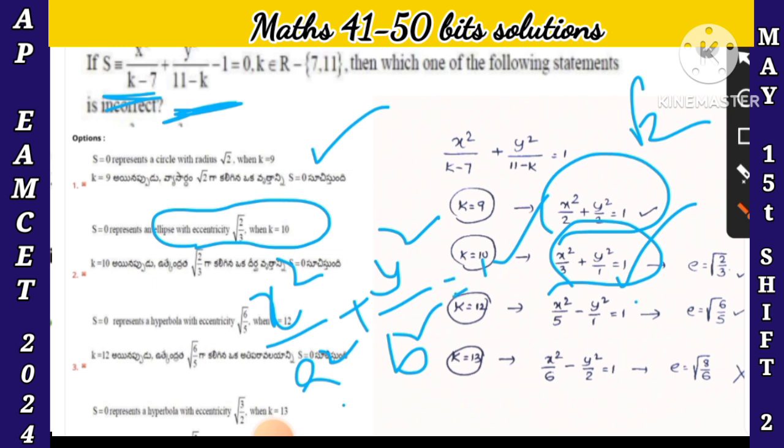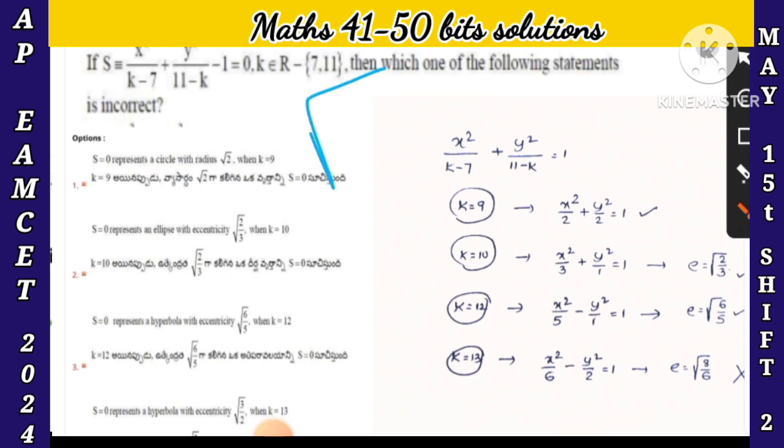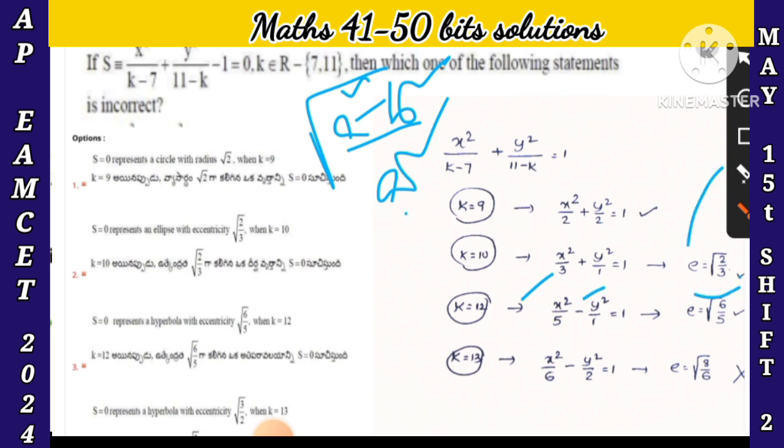Here a is greater than b, and the eccentricity e is equal to the square root of (a square minus b square) by a square. What are the values of a square comma b square? 3 comma 1. Means 3 minus 1, 2 by root 3, that is nothing but the eccentricity of the ellipse. Yes, this is also the right answer.